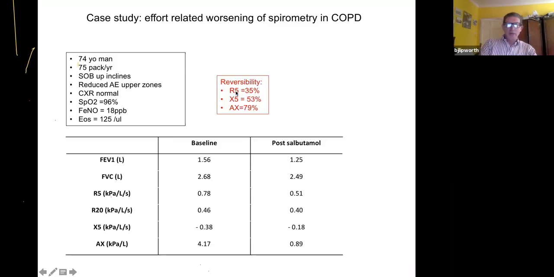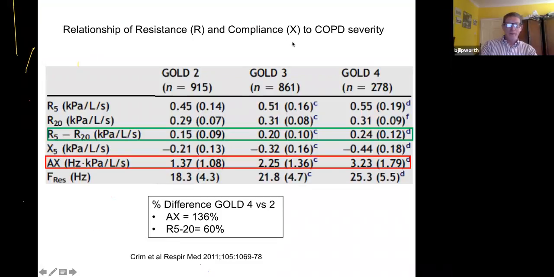The total airway resistance changed by 35%. The peripheral reactance at 5 Hz changed by 53%. And the biggest change of all was seen in the area under the reactance curve. And that's really the key measure in COPD. If you're going to take one measure away in COPD, it's going to be the AX, the area under the reactance curve. That's where you're going to see the greatest signal.